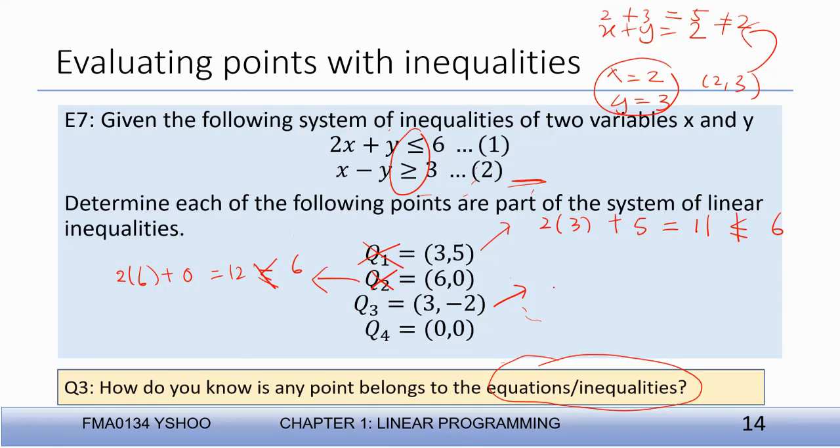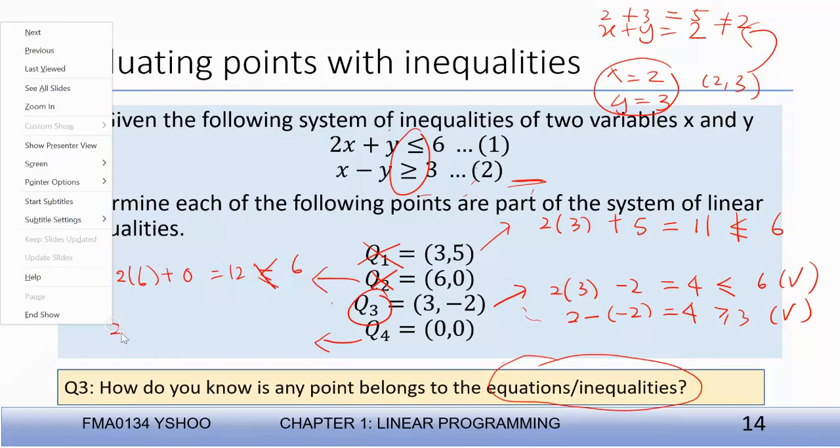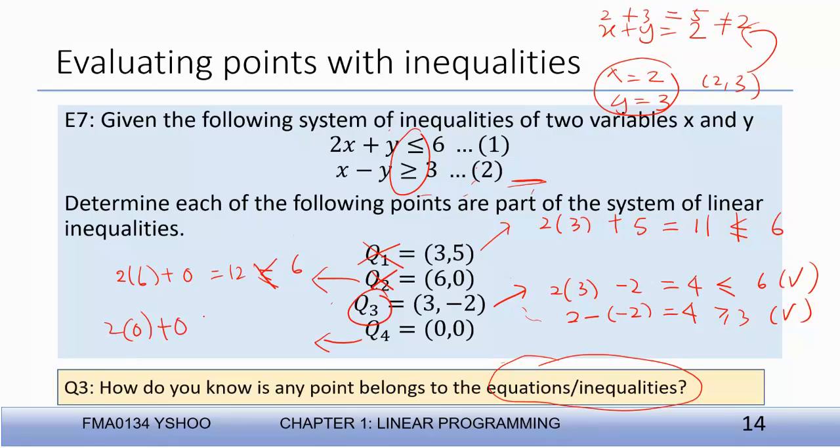Now we try Q3. 2 times 3 minus 2 equals 4. It is less than 6, which is true. Secondly, I substitute into the other one: 3 minus 2 is equal to 1. Is it greater than or equal to 3? So Q3 is checked against these two inequalities. And the last one, Q4: I have 2 times 0 plus 0. Is it less than 6? Correct. But is 0 minus 0 greater than or equal to 3? No. So Q4 also is not located in this system of inequalities.